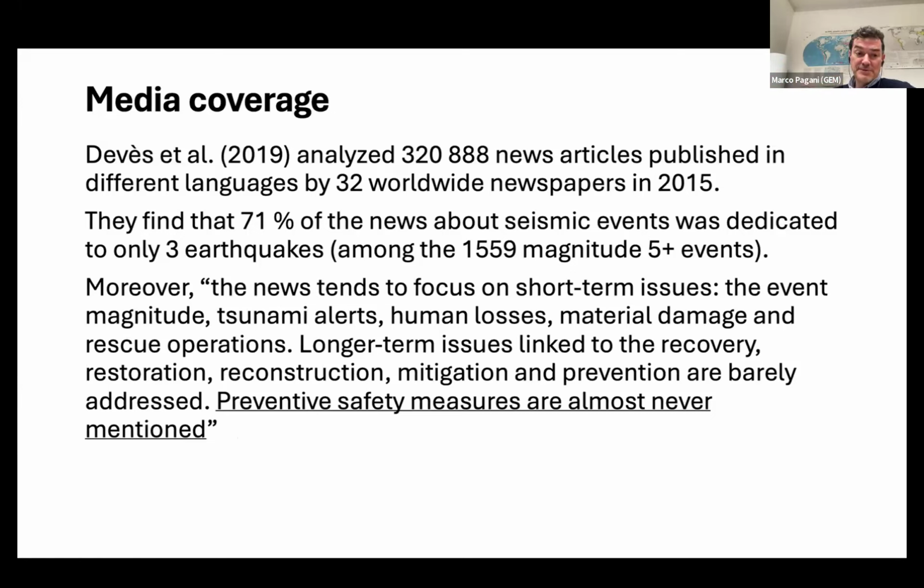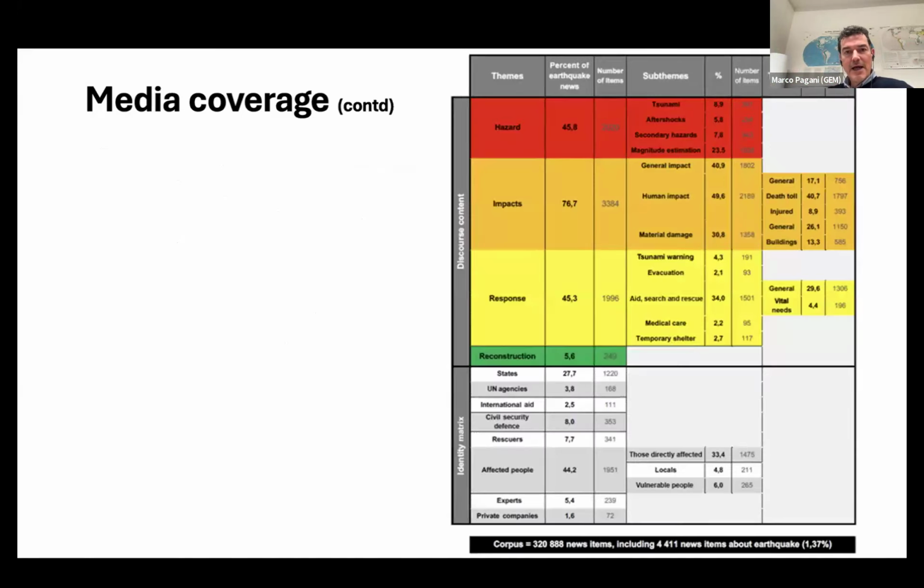And this is a problem, of course, because as I was trying to explain to you earlier on, when there is a possibility of communicating preventive measures, it's not in the immediate aftermath of an event, but you must do it mostly in peacetime. And in that interval of the earthquake process, the attention from the media is in general extremely low, disappointingly. This is a graph showing the different categories of topics collected in the media.